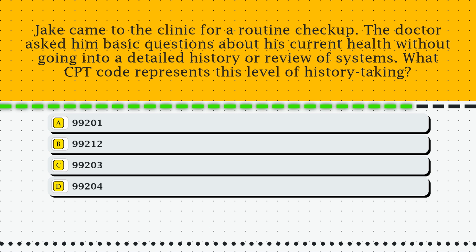Question 265. Jake came to the clinic for a routine checkup. The doctor asked him basic questions about his current health without going into a detailed history or review of systems. What CPT code represents this level of history taking? Option A, 99,201. Option B, 99,212. Option C, 99,203. Option D, 99,204.